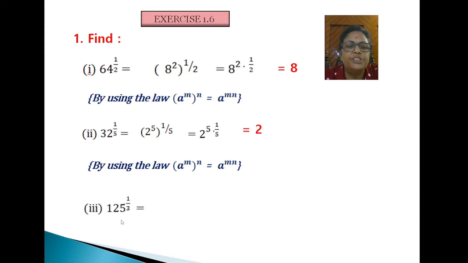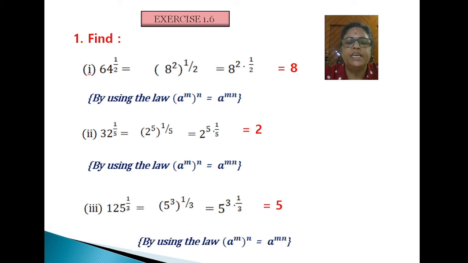Second one, 125, the whole raised to 1 by 3. 125 is 5 into 5 into 5. That means 5 cubed, the whole raised to 1 by 3. So 5 raised to 3 into 1 by 3. So 3 into 1 by 3 means 3 and 3 cancel. 5 raised to 1, 5. The same law we used, a raised to m, the whole raised to n is equal to a raised to m into n. All the three places we use the same law.